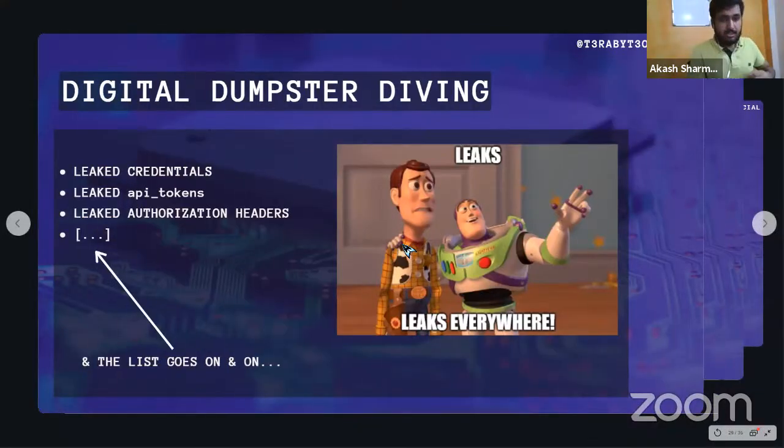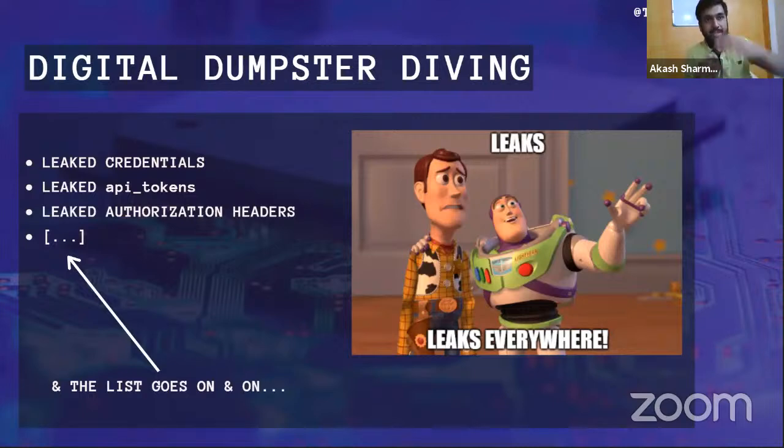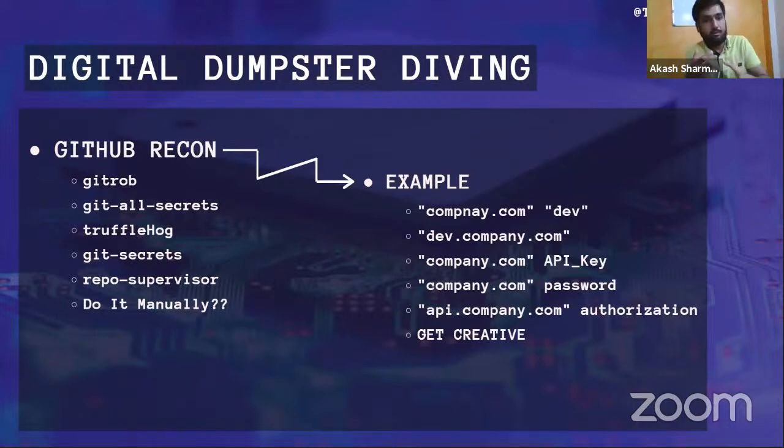Digital dumpster diving basically deals with leaked credentials, API tokens, authorization headers, and the list goes on and on, right? So the leaks are basically everywhere. If you talk about a list of leaked credentials, this is where dumpster diving comes in handy, because organizations sometimes forget. If you say you're using Ajax and JavaScript and stuff like that, sometimes organizations even forget different subdomains, different domains that they may have made in the past, and they forgot to disable them.